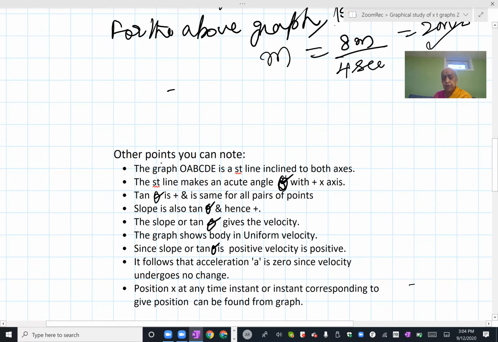The other points that you can note from here is that the graph OABCDE is a straight line, inclined to both axes. It should not be parallel to either of the axes. The straight line makes an acute angle theta with the x-axis. Tan theta is the same for all the pairs of points. Clear? And slope is also tan theta and hence positive. The slope or tan theta gives the velocity. This graph shows you a body with uniform velocity. Since the slope or tan theta is positive, velocity is positive.